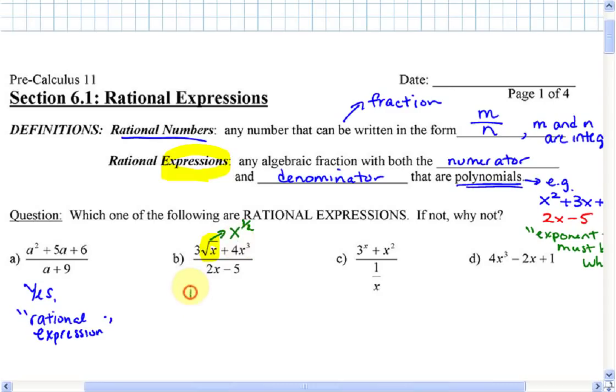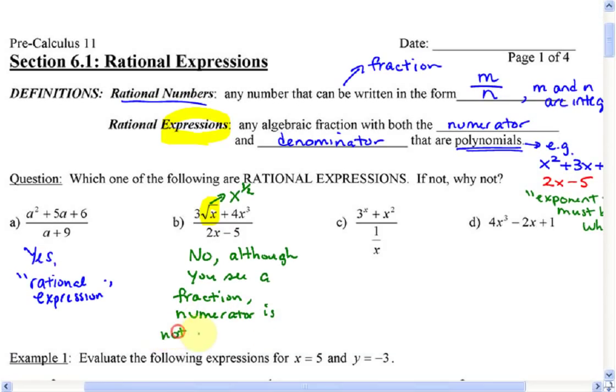So therefore, no. Although you see a fraction, I'll say the numerator, which is the one at the top, is not a polynomial. And that's because of that root x. Root x, bad news. Bad, bad news.